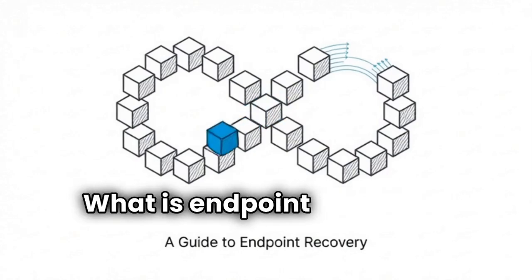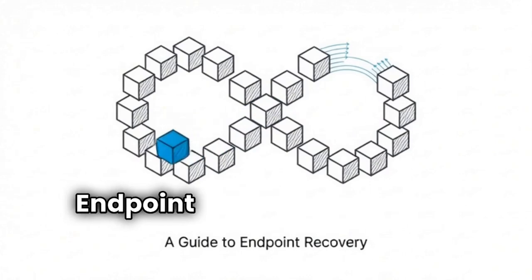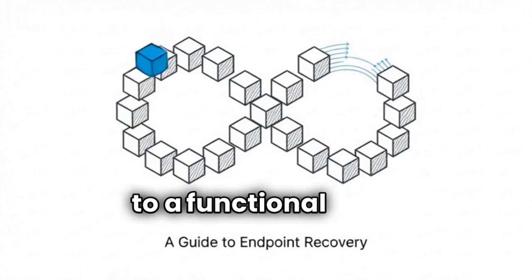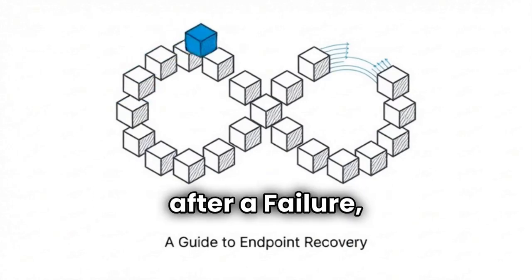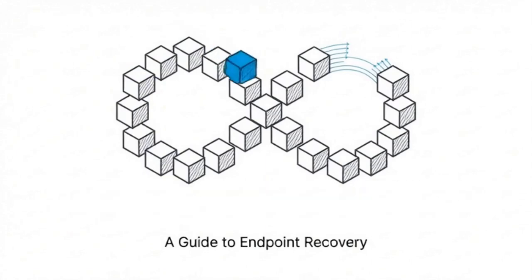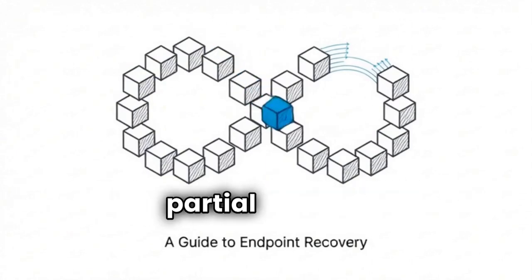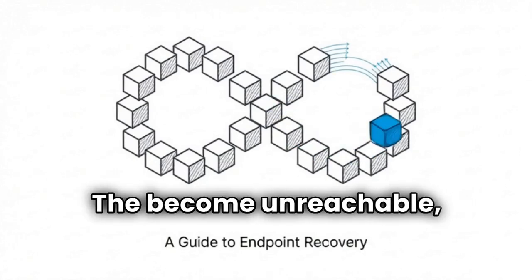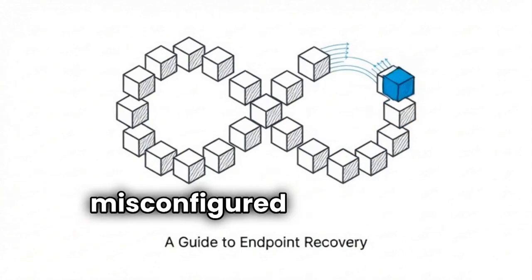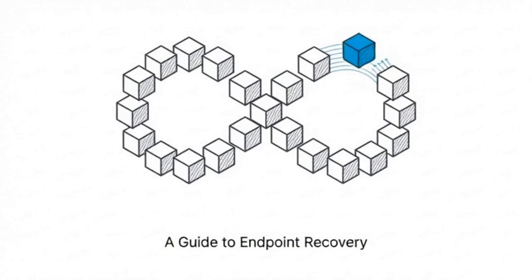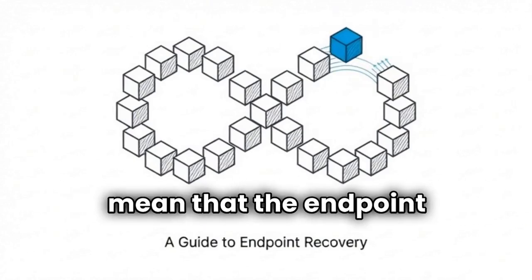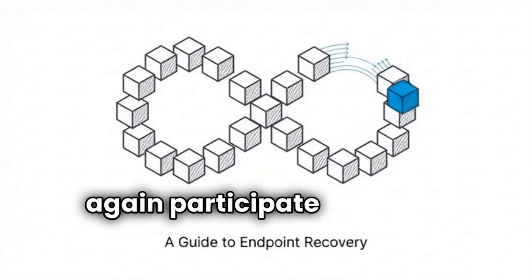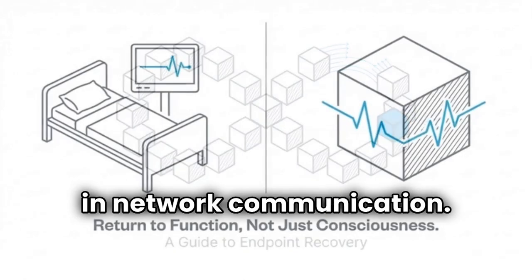What is endpoint recovery? Endpoint recovery describes the process by which an endpoint returns to a functional state after a failure, disruption, or degradation. That failure might be partial or total. The endpoint might have crashed, become unreachable, overloaded, misconfigured, or isolated. Recovery does not simply mean that the endpoint is running again. It means the endpoint can once again participate correctly in network communication.